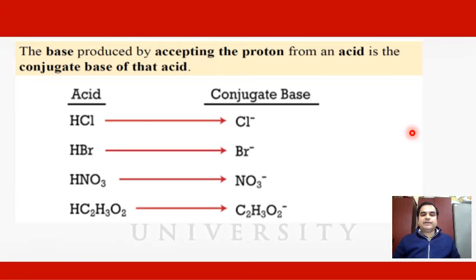The base produced by accepting the proton from an acid is the conjugate base of that acid. Similarly, taking various examples, suppose we have the acid HCl, its conjugate base will be the Cl negative ion. If we have HBr, the conjugate base will be the Br negative ion.